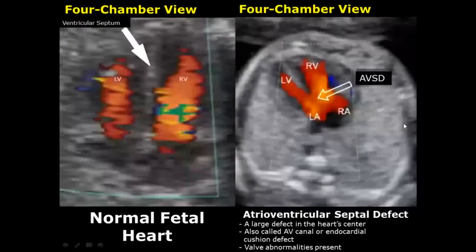We can further evaluate the AVSD on color Doppler. We can see the defect at the center of the heart.